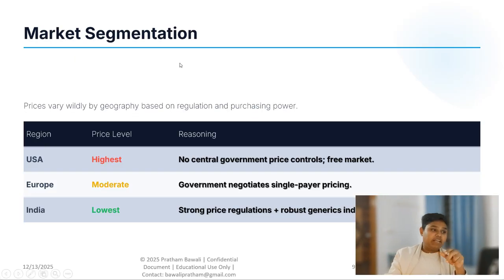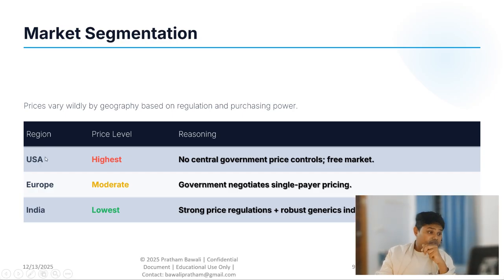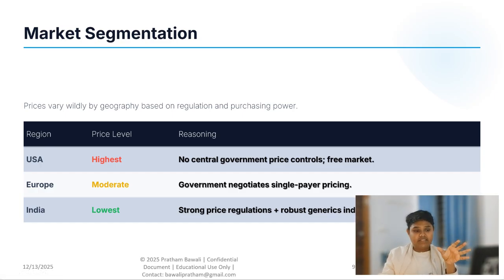Then market segments. Prices vary widely by geography, based on regulations and purchasing power also. In USA, if you see, the price level is the highest. No central government price control. It's a free market. Europe, moderate. Government negotiates single payer pricing only. India is the lowest, strong price regulations are there. A robust generic industry is there, like the generic industry in India.